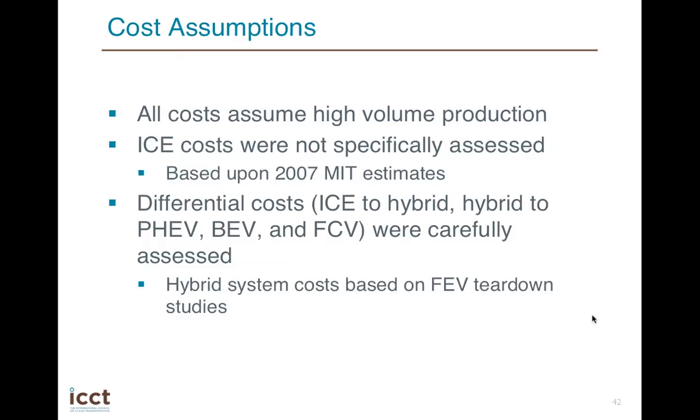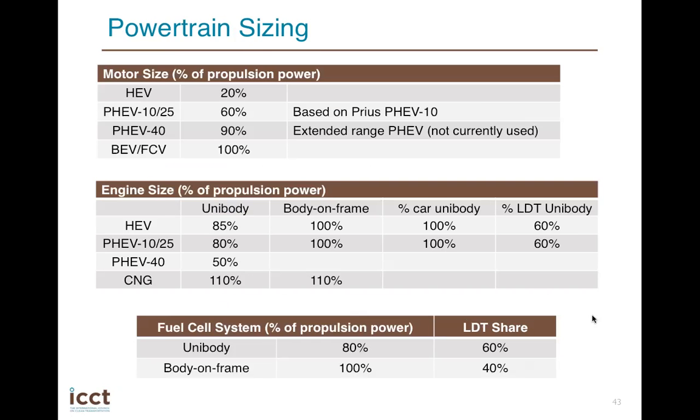Okay, let's go on. Powertrain sizing. Motor sizes. So the electric motor. For a hybrid, we use 20%, electric motor 20% the size of the total propulsion power needed for the vehicle. For plug-in hybrids, we use 60%. We did have a 90% estimate for an extended range plug-in hybrid, but we wound up not using that. And of course, for battery electric and fuel cells, it's 100%.